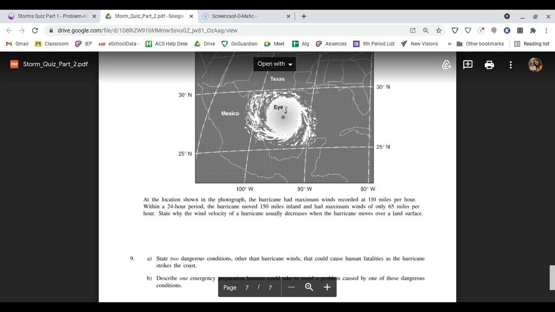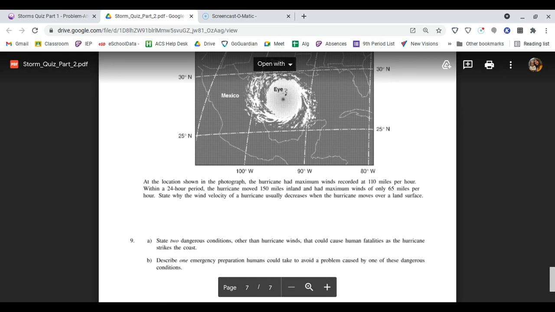State why you think the speed of the wind of that hurricane decreases when it moves over a land surface. It's picking up speed out in the ocean, but all of a sudden it hits land. What is it hitting when it hits land? Our land's not completely flat. What do you think it kind of starts hitting? Mountains. It starts hitting mountains and ravines, and that kind of slows that speed down.